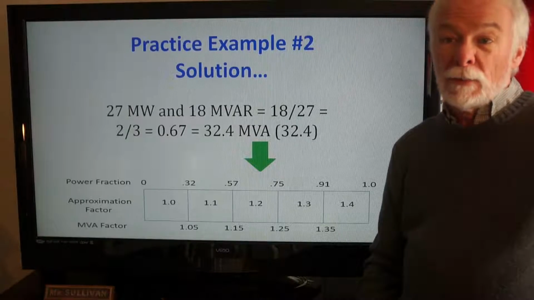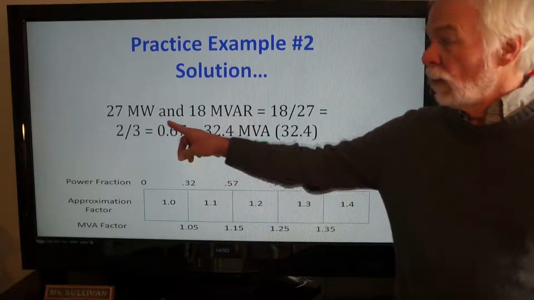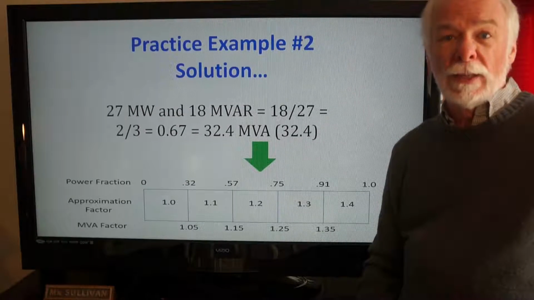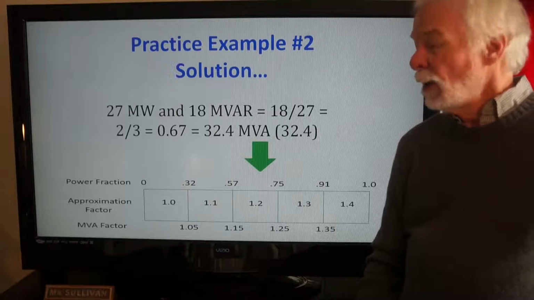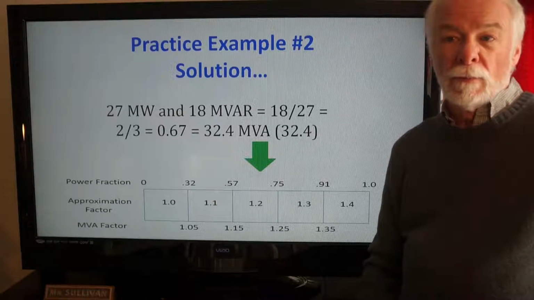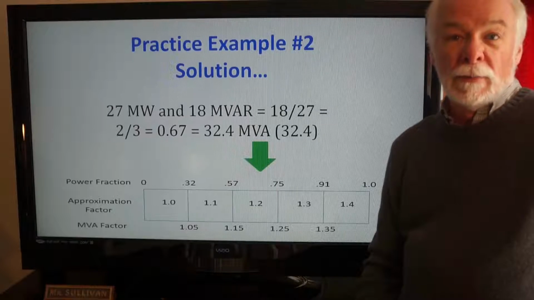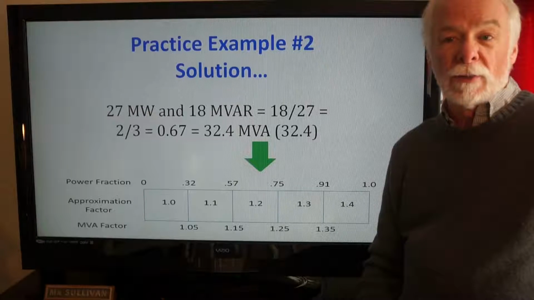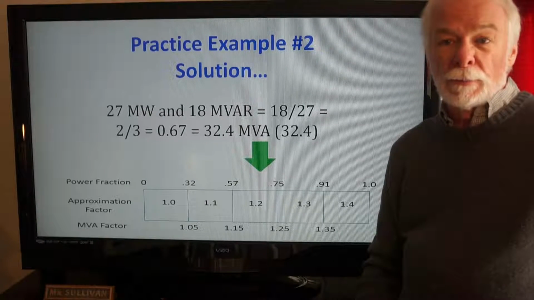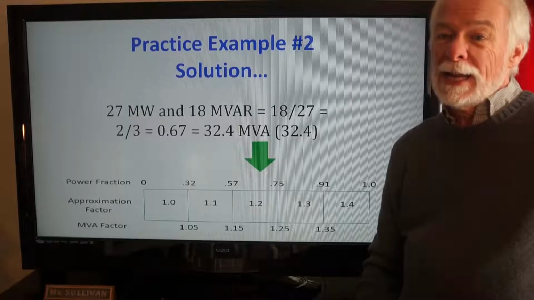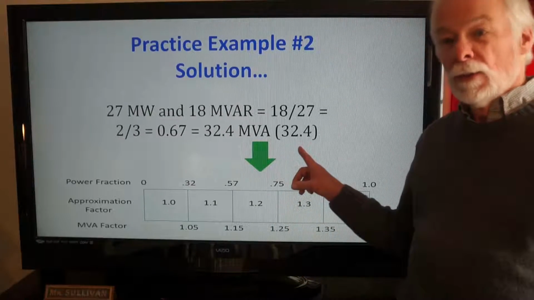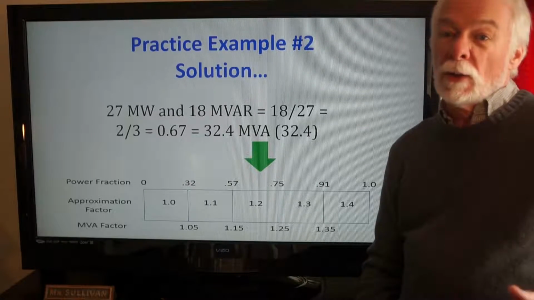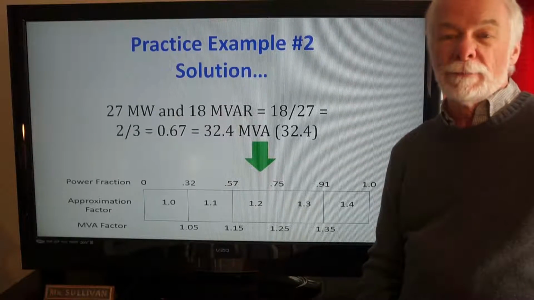Now in our third step, we'll multiply our base, the larger number, 27, times our approximation factor of 1.2, and we'll get 32.4. If you didn't bother to round off. But again, it's an approximation. If you got 32 or 33, that's probably fine too. Interestingly enough, in this case, our calculated value using the Pythagorean theorem is also 32.4, so it just happens in this case to be right on the money.